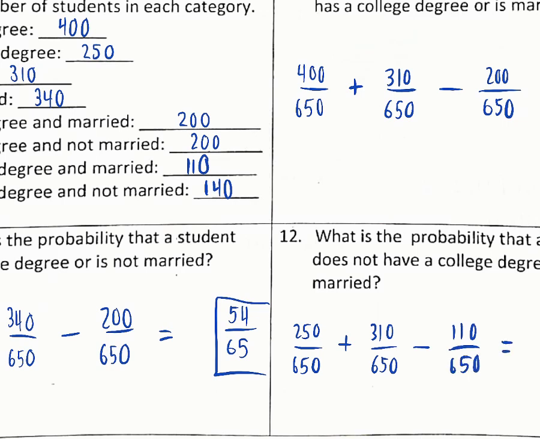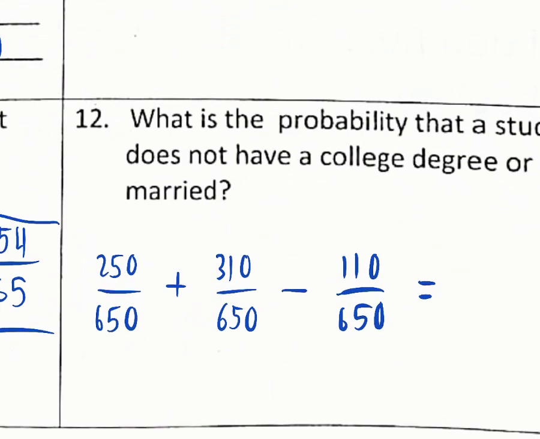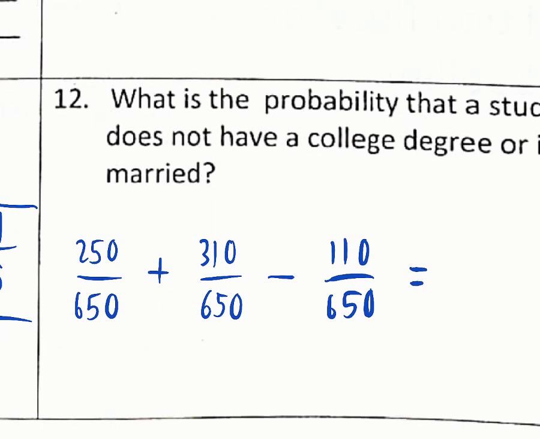Do y'all understand this concept of mutually exclusive versus inclusive? It took me a pretty minute. Yeah, it is, right? So 250 out of 650 plus 310 over 650 minus 110 over 650 reduces down to 9 out of 13. So hopefully, the more practice you are getting with this, you are starting to kind of catch on a little better.